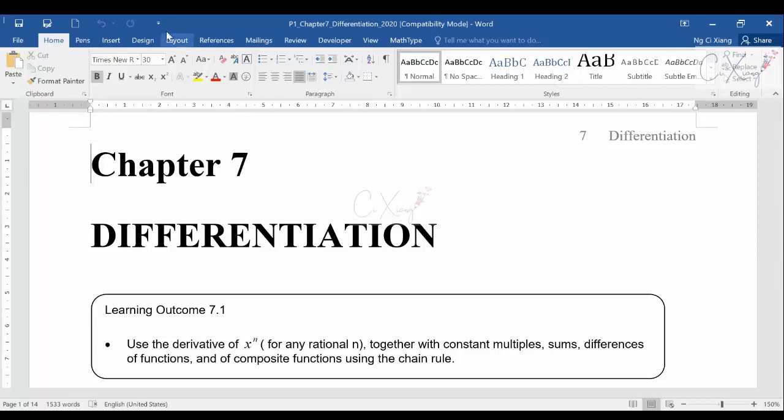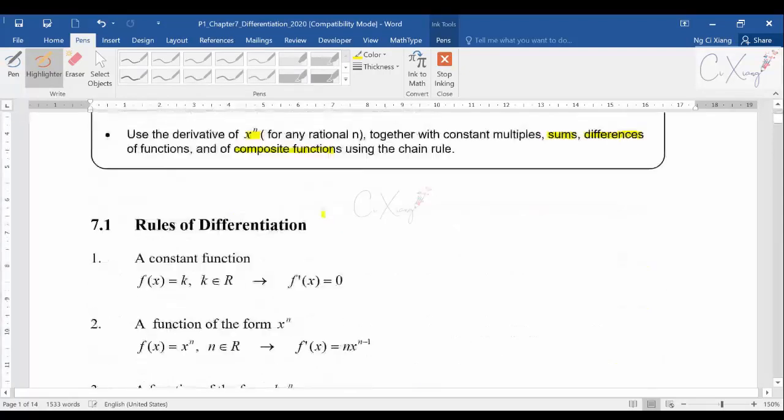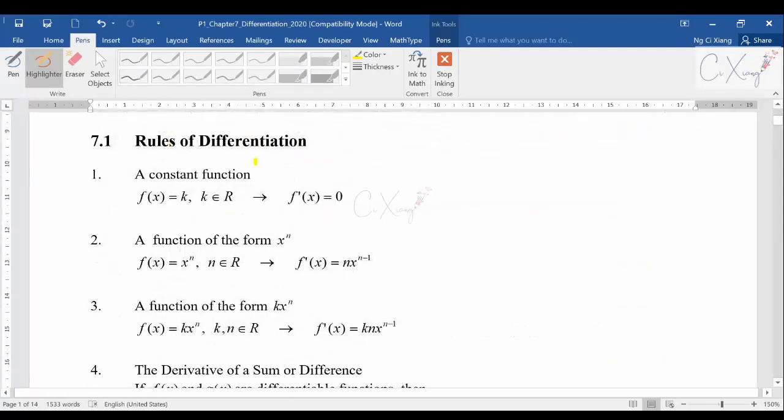So we will start with the first part of differentiation. For today's video, we are going to cover some very simple differentiation: using the derivative of x power n together with the constant multiple, how to differentiate sums and differences of functions, and also composite functions by using the chain rule. For today's lesson, we are just going to cover some very basic techniques on differentiation. First we go through the rules of differentiation.